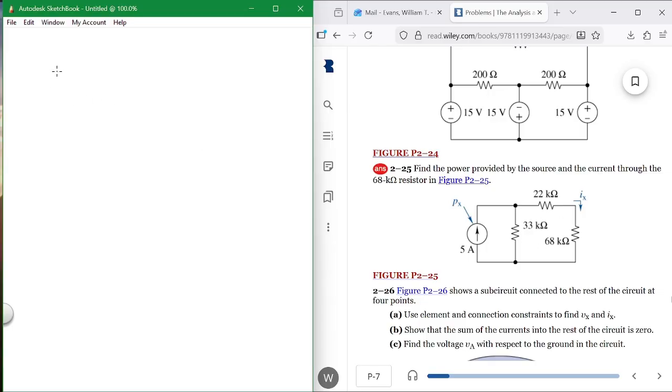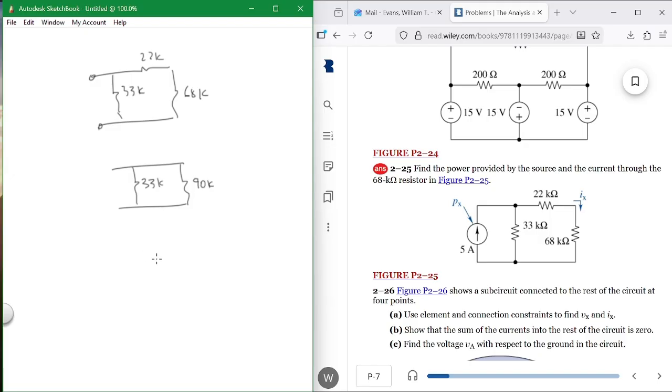So I'm going to convert 33K and 22K and 68K to 1 resistor. What would that be? Here's my input, here's my output. Okay, so what would it be? It'd be 33K in parallel with 90K. So it would be 33 in parallel with 68 plus 22 is 78, 88, 90. It'd be 90K. So what would be the equivalent resistance to that?